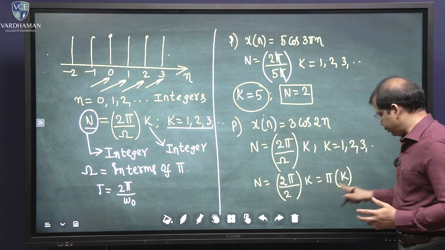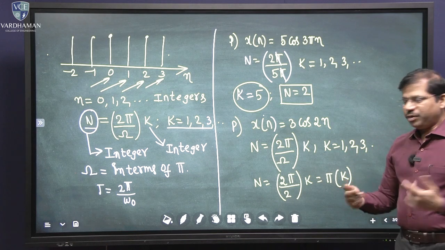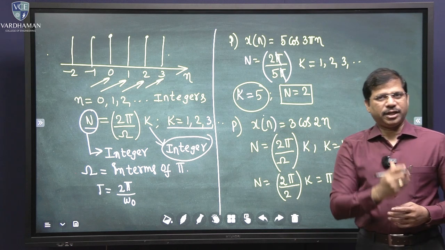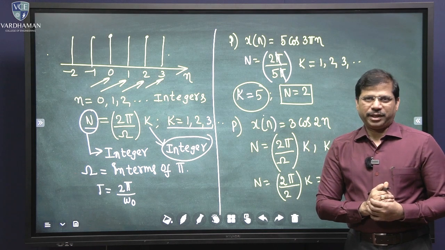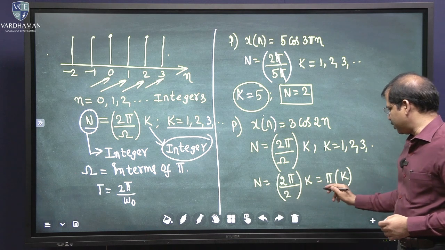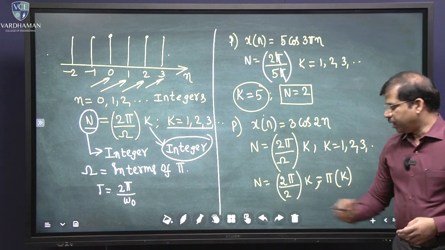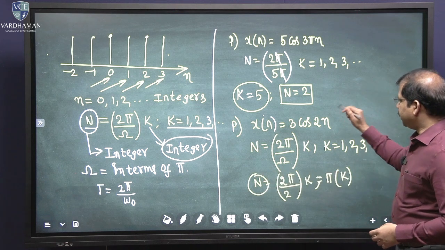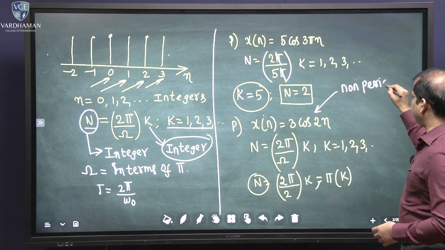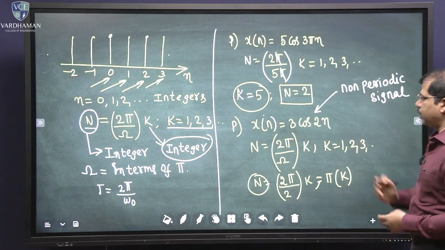Any value of k, right? Don't say k equals 1 by pi. Not allowed, isn't it? Because we have already fixed k as an integer. k is compulsorily an integer, so I cannot take k as 1 by pi. So I don't have any value so that it becomes an integer here. This is equal to pi into k, and I don't have any value here. Therefore, this particular signal is a non-periodic signal.